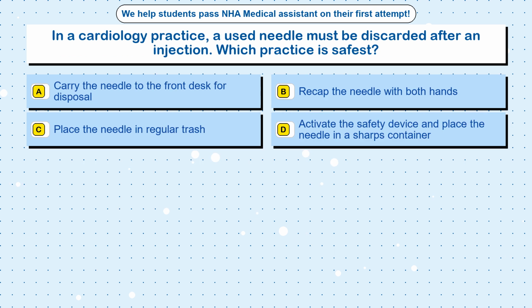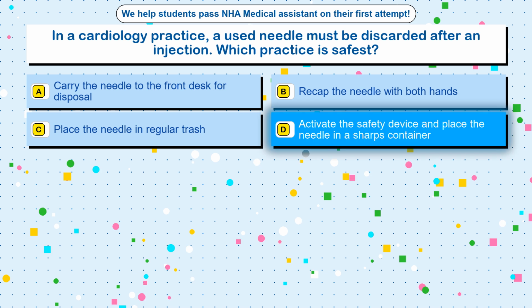Question 52. In a cardiology practice, a used needle must be discarded after an injection. Which practice is safest? Option A, carry the needle to the front desk for disposal. Option B, recap the needle with both hands. Option C, place the needle in regular trash. Option D, activate the safety device and place the needle in a sharps container.